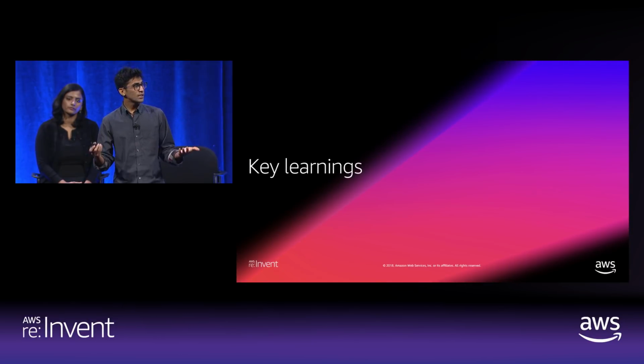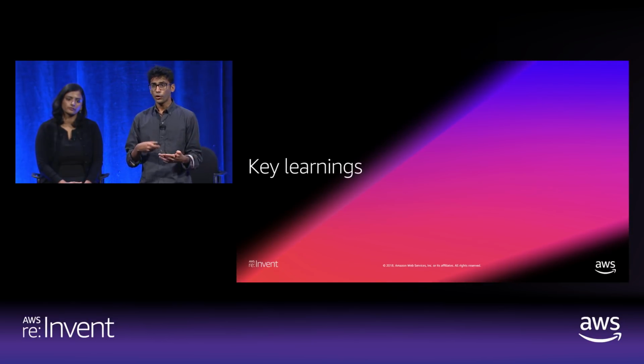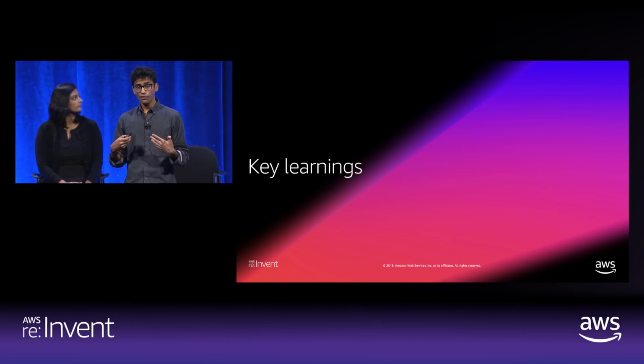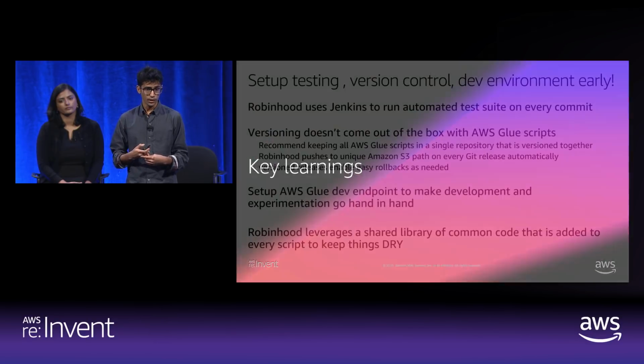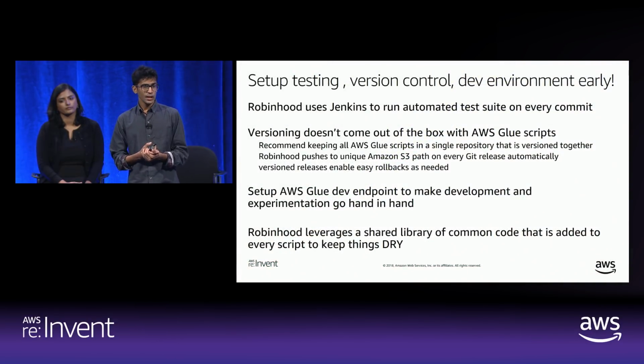So if you do decide to use AWS Glue for your data lakes, here are some key learnings that we felt are really valuable, and hopefully they can help you as you're building your own data lakes. Firstly, it's very important to set up testing, version control, and a dev environment very early. Since you're in a serverless environment, a lot of these things don't come out of the box. For example, versioning doesn't come out of the box with AWS Glue scripts. So what Robinhood has done is we have Jenkins builds that occur as soon as every commit lands into a centralized repository that keeps all our Glue scripts.